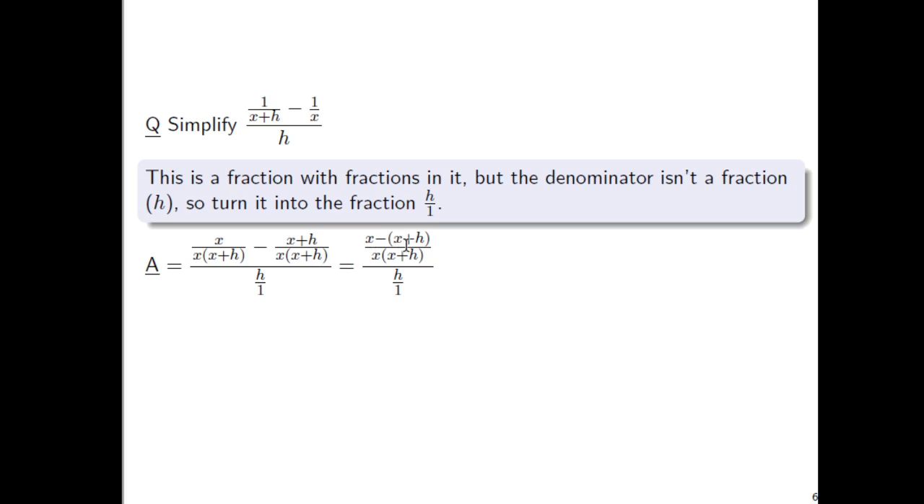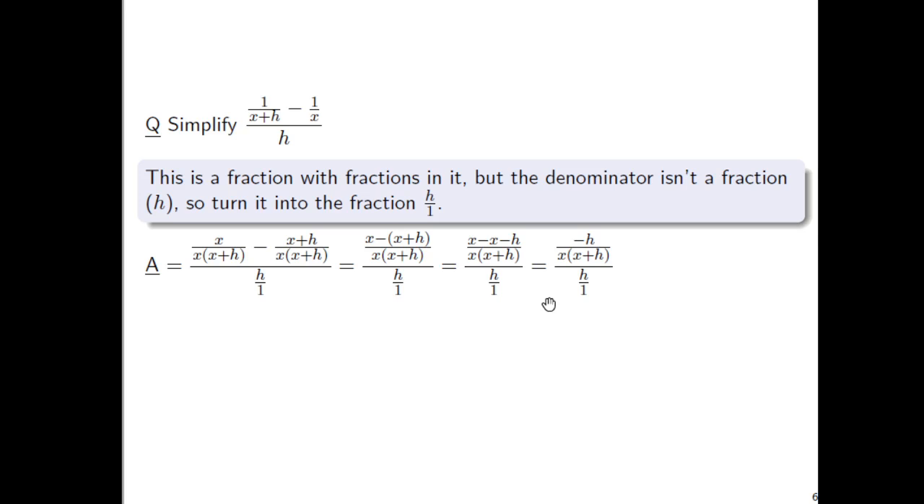Please be careful that x plus h on top and bottom of the mini fraction, they don't cancel. We need to instead distribute the minus sign. So you have x minus x minus h over x times quantity x plus h, and that entire fraction is over the fraction h over 1. Now we are at the point where step 1 is done, but here we've done some work.